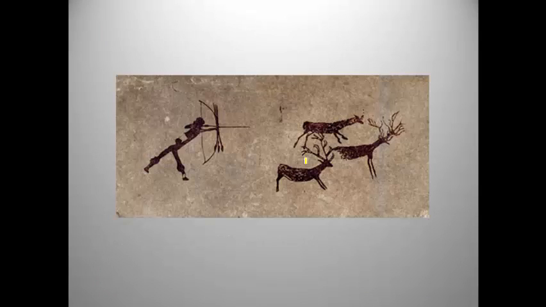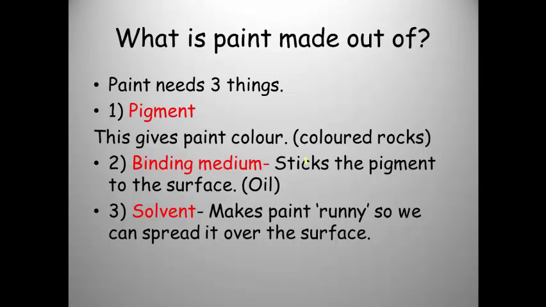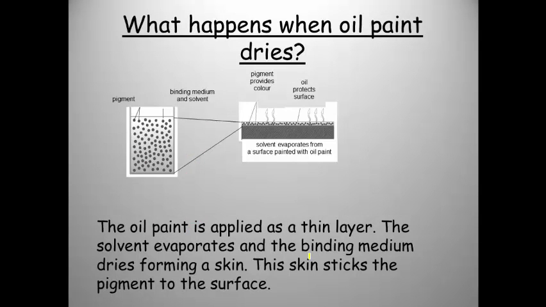So how did those cave paintings stick onto the wall? Well, the reason I'm showing you this is because you need to know about paint, and about the three bits that paint actually has inside it. Paint contains three things. First of all, it contains a pigment, which gives the paint its colour, i.e. coloured rocks. Binding medium sticks the pigment to the surface, which is going to be the oil. And then you've got the solvent. The solvent makes the paint runny, so we can spread it over the surface. So those are the three things that a paint has in it.